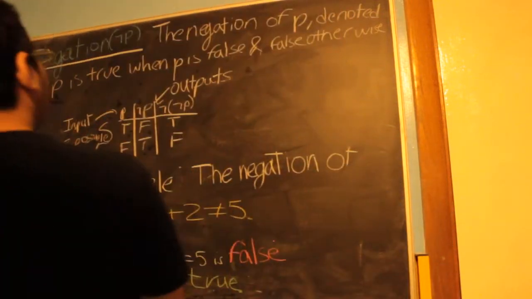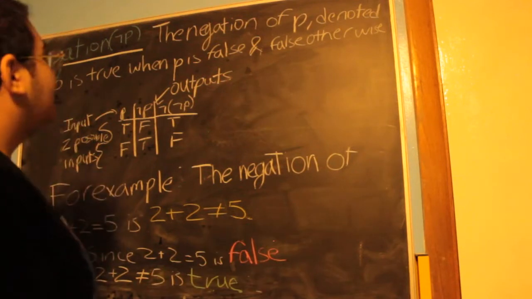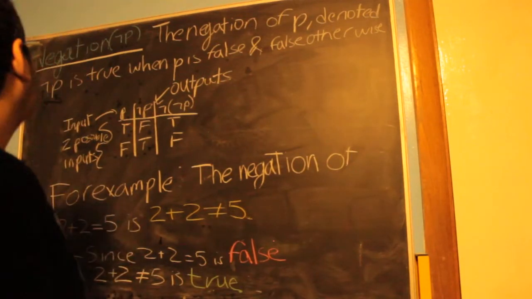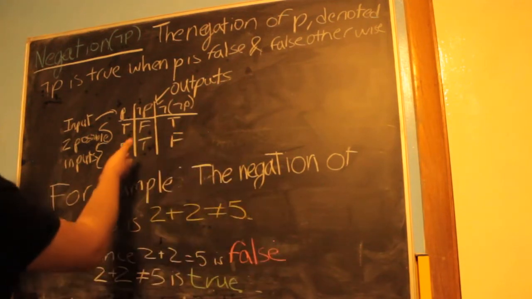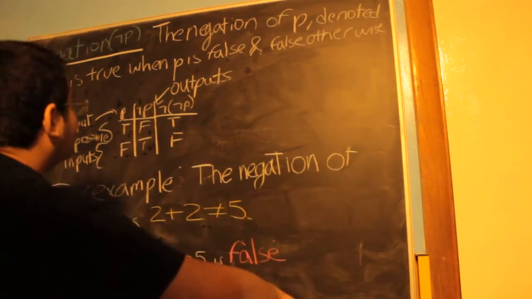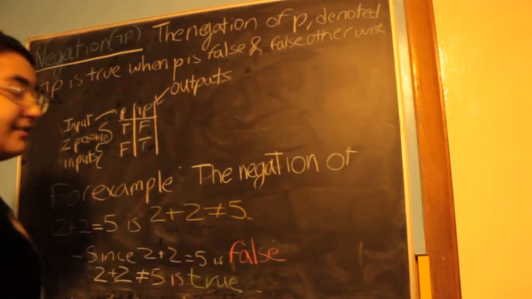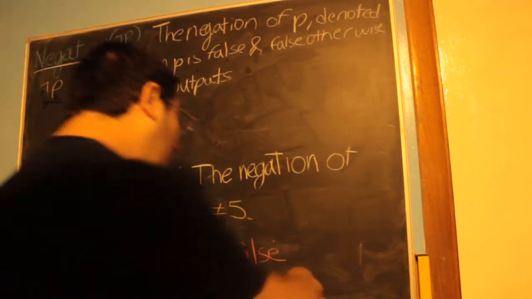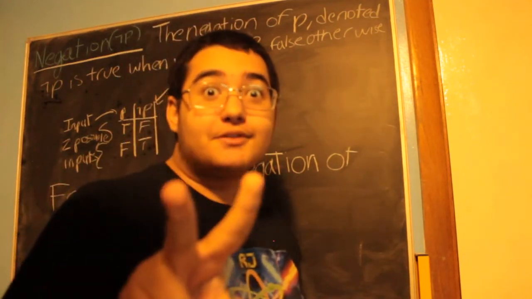So, remember from last time when we talked about negation, the negation of P, not P, is true when P is false and false otherwise? And we had this truth table. We even talked about not P. So, let's do more. Let's go to two variables.